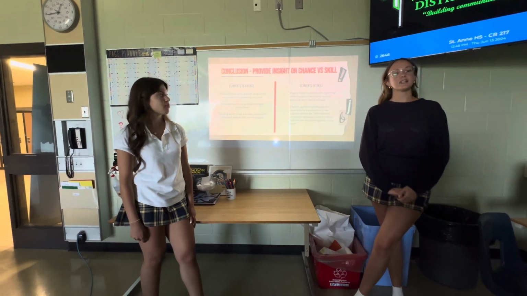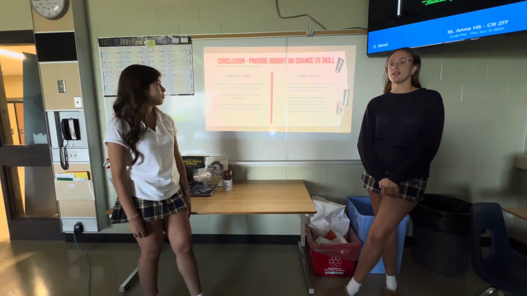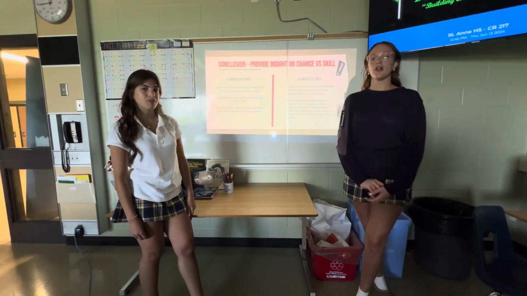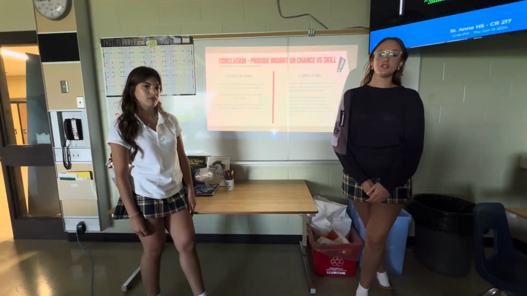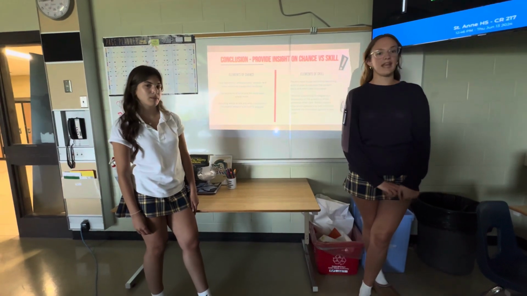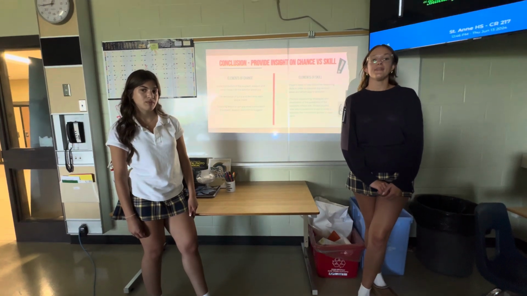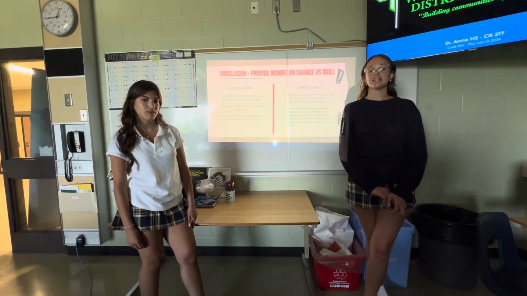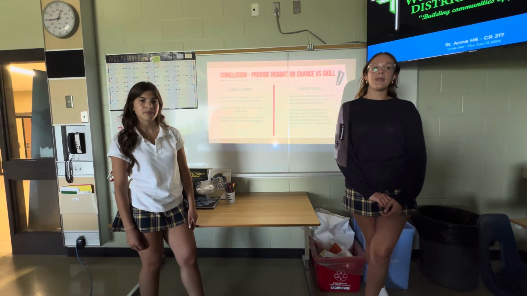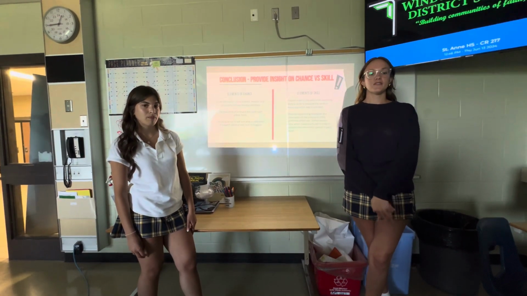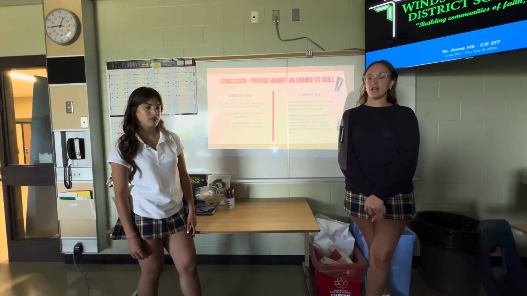So now we have the conclusion, where we provide insight on the differences of chance versus skill throughout the game. So for the elements of chance, we have the initial distribution of the suspect, weapon, and room cards that are put into the solution envelope, and then the sequence of turns and the cards each player holds, and then also choosing whom to ask and what combination of suspect, weapon, and room to suggest.